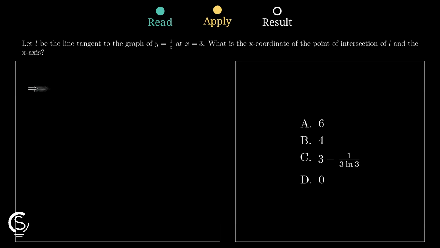Next, plug in x equals 3 to find the specific slope and point. Our slope is negative 1/9 and the y value is 1/3. We have everything we need.